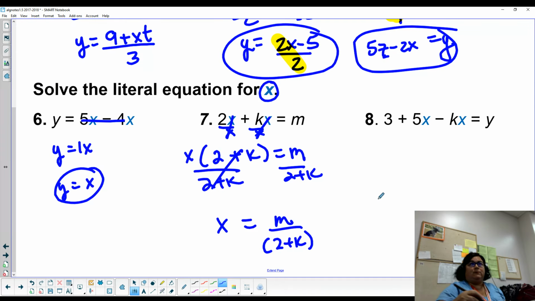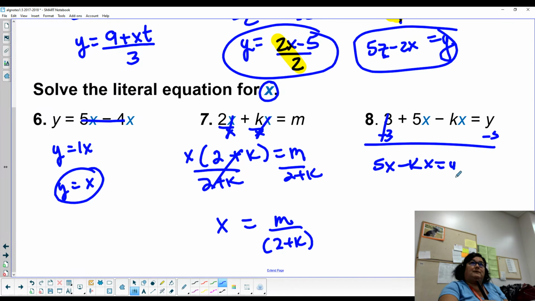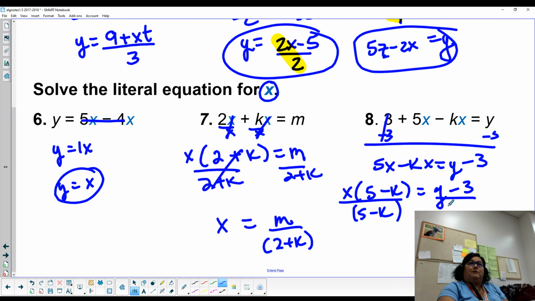And then last one, the only difference here is that the x's are on the same side, but this 3 doesn't have an x. So we need to move the 3 before we can factor out the x. So 5x minus kx equals y minus 3. And then I'm going to factor out the x. So x times the quantity 5 minus k equals y minus 3. And then I divide both sides by the quantity. Oops. Okay, so those cancel, and my final answer is the quantity y minus 3 over the quantity 5 minus k.